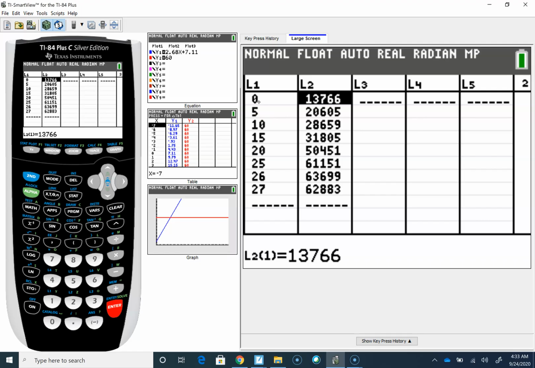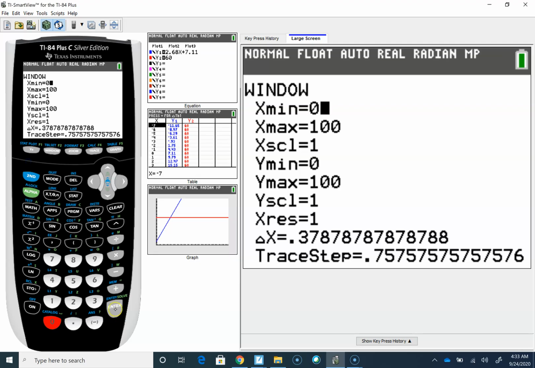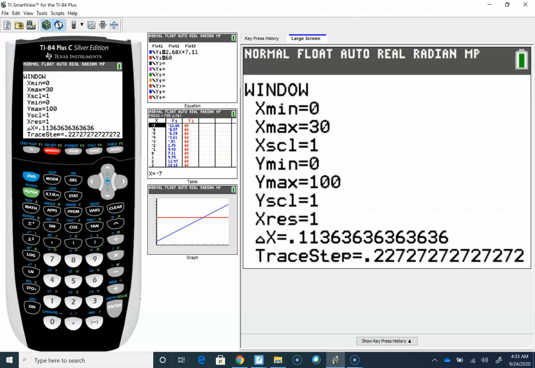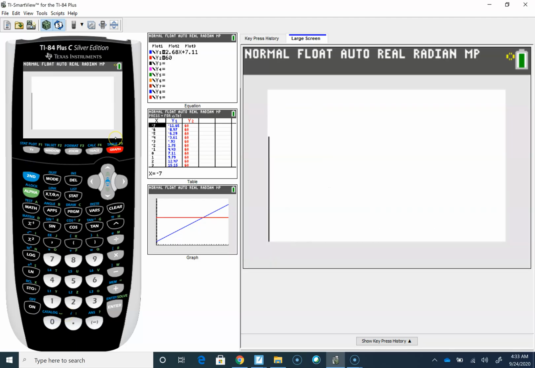And then I put in the number imprisoned on the L2, and now I need to fix my window so I'm able to see these. So I'm going to go from 0 to 30. I looked at my x's to see this. So 0 to 30. And then my y's, I'm going to go from 0 to, our highest one is 62,000, so I'll probably go to 70,000, just so that all my points end up in there. So 0 to 30 and 0 to 70,000. And I'm going to go ahead and graph that.